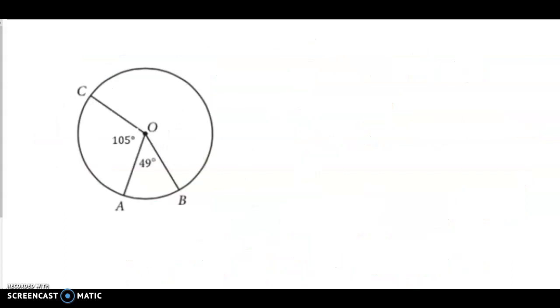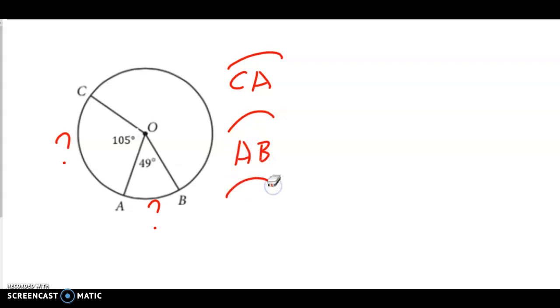Next one, we want to find the degree of the arc. I want to find this arc and this arc, which are arc CA and arc AB. I also want to find the degree of arc CAB. Okay, let's see one by one.